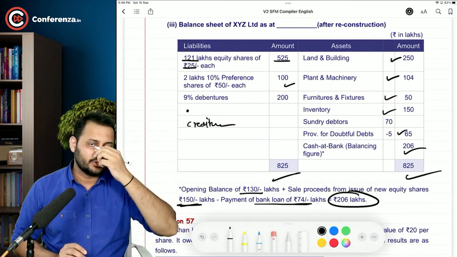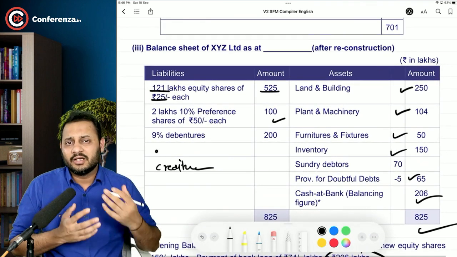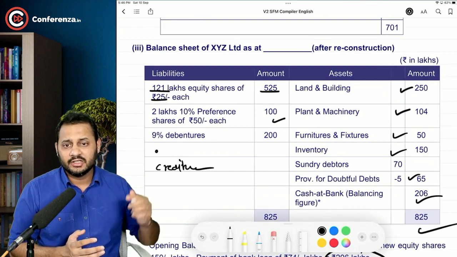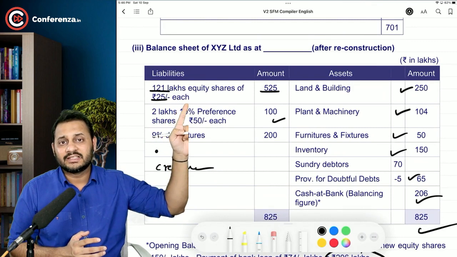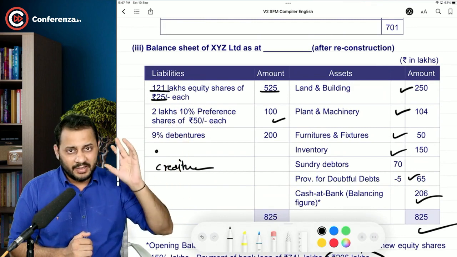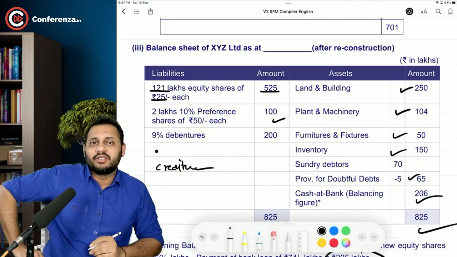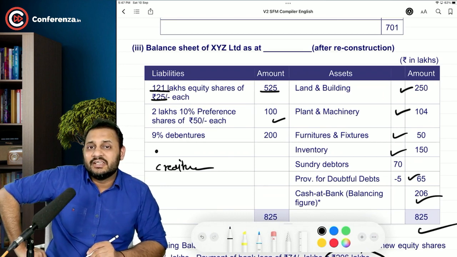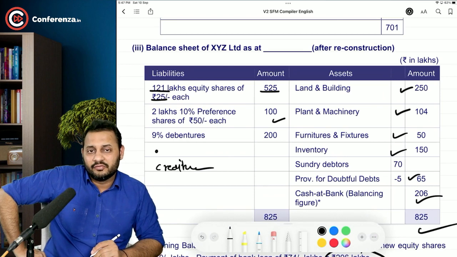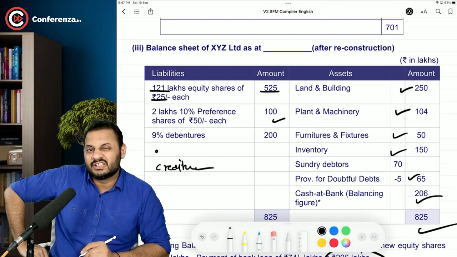Mostly it will be transferred to the capital reserve. If you see similar types of questions elsewhere, you will see that after the equity share there is one more head called capital reserve. So the balance of the reconstruction account is mostly transferred to that capital reserve account. This is called financial restructuring, or simply restructuring.